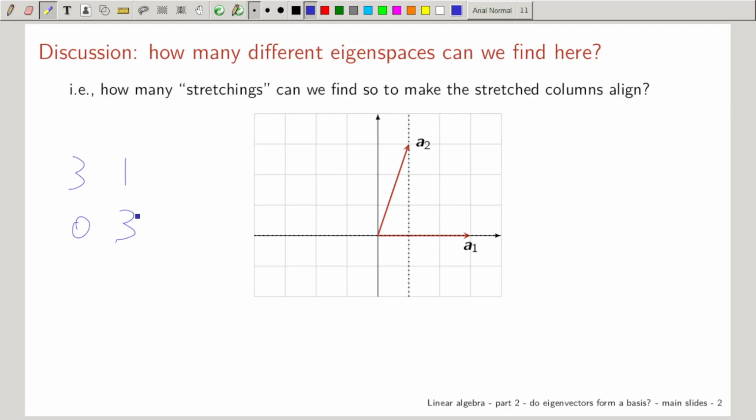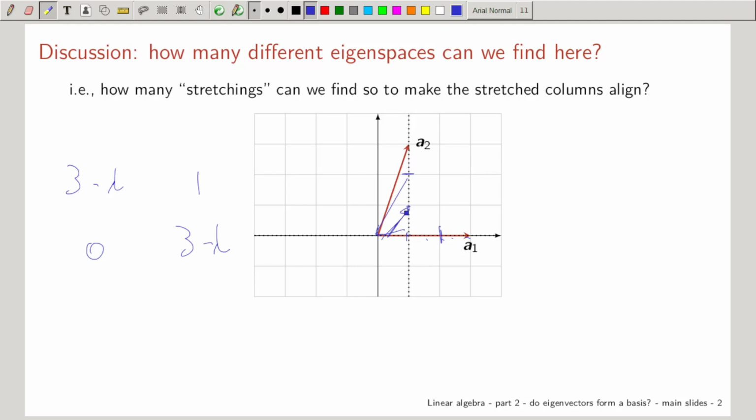One. That is 3. True? If I shrink this one, I have 3 minus lambda, 0, 1, 3 minus lambda, true? And I need to find the lambda, for that, I've got determinant of that stuff equal to 0, true? Are we together? Perfect.